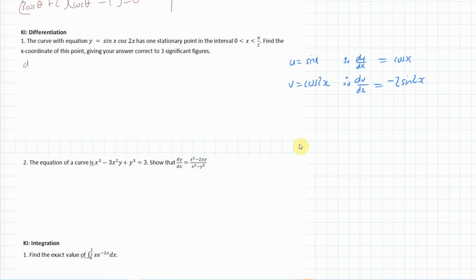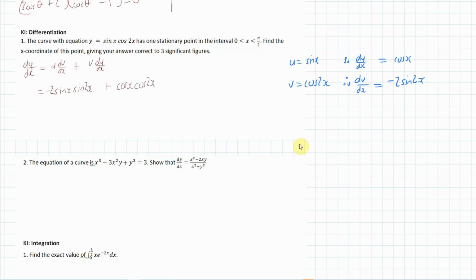So remember, dy dx using our product rule is equal to u times dv dx plus v times du dx. So in this case, we're going to have sine x, and we're going to times that by negative 2 sine 2x. So I'll just write it like this. And then I've got v. So for v, I've got cos 2x, and then cos x, cos 2x.